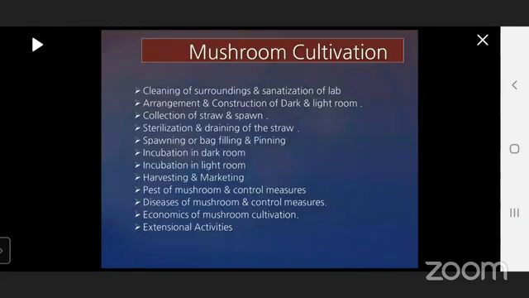And incubation in a light room is necessary for the cultivation of mushroom. Then harvesting and marketing is done. And if there is pest and disease, you can use different methods to control these diseases and pests of mushroom. Normally, if you are doing clean cultivation and sterilization is good, then there will be no attack of any diseases or pests. And marketing of the mushroom is most necessary.